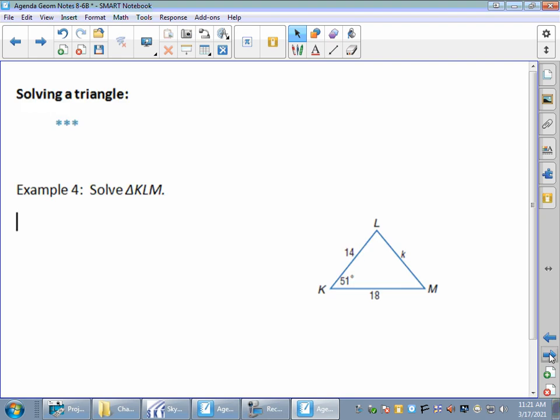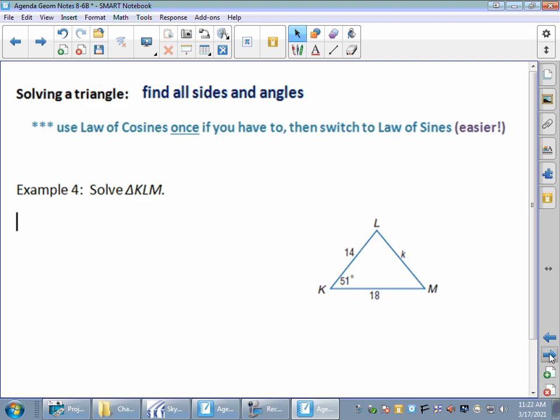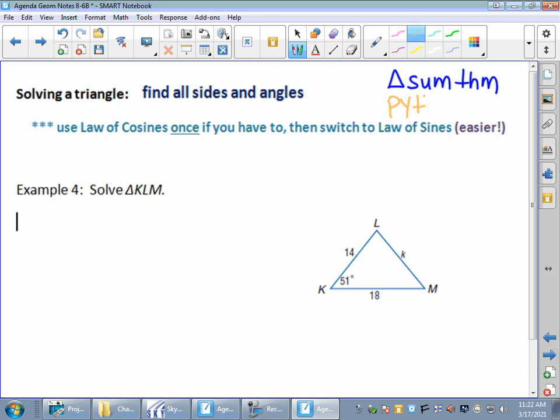I'm pretty sure at this point we have mentioned that when you solve a triangle, you find all the angles and sides. Here's my philosophy. Use some old stuff here, people. Use the law of cosines once if you have to. Then switch to law of sines if you can. Don't forget about the triangle sum theorem. Don't forget about Pythag. It's all there. If you know to use it, you can use it. So sometimes you can't get away without doing at least one law of sines or one law of cosines.